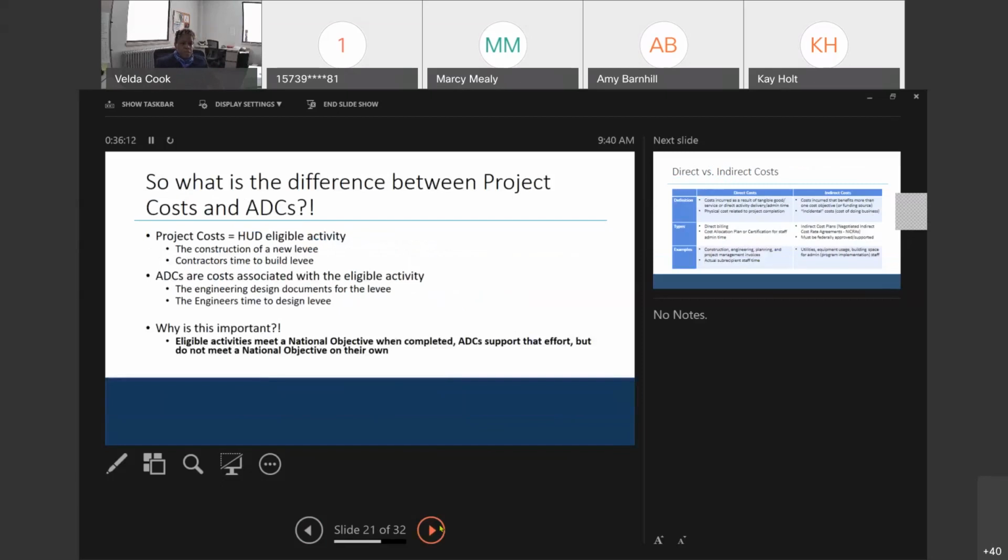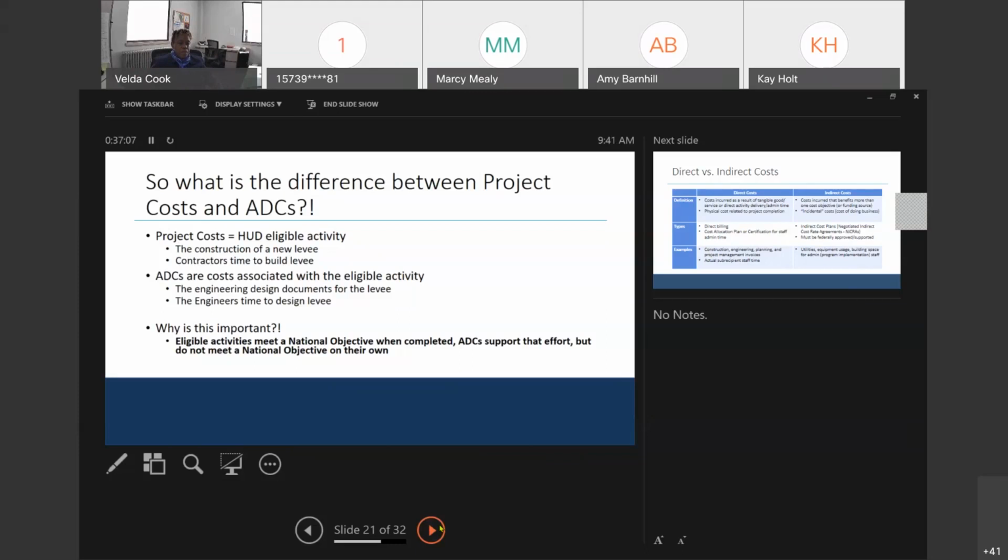I don't think really any of that is relevant to the two applications that you're currently working on, but that's just a little note. So the basic difference between project cost and activity delivery cost is that your project cost is actually that HUD eligible activity. It's that construction of a new levee. It's that contractor's time to build that levee. It's your overpass project. It's your hardening of your public facility project. It's your actual project that, after it's completed, is tied to meeting that national objective. It's something that produces that accomplishment that reports the beneficiary served and other accomplishments that are related to that.